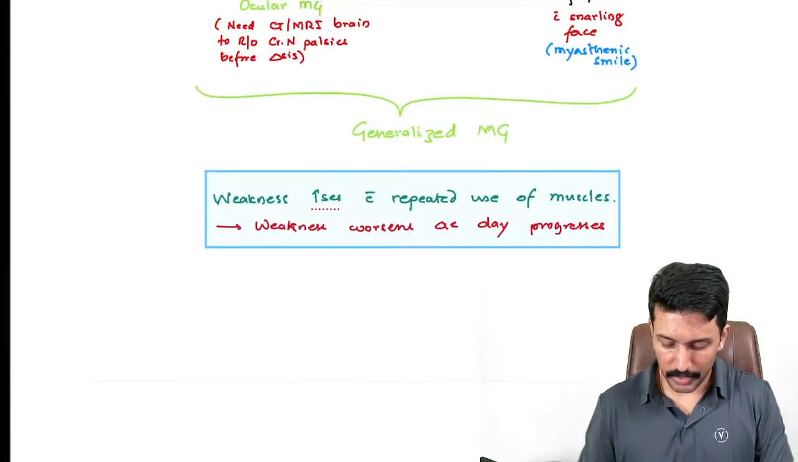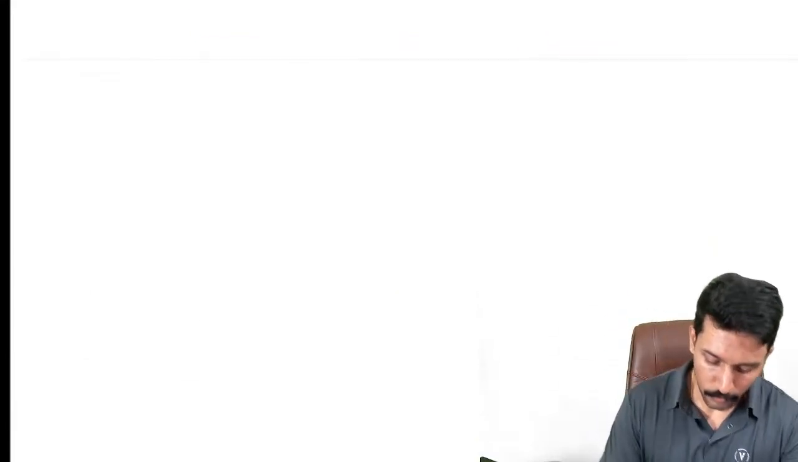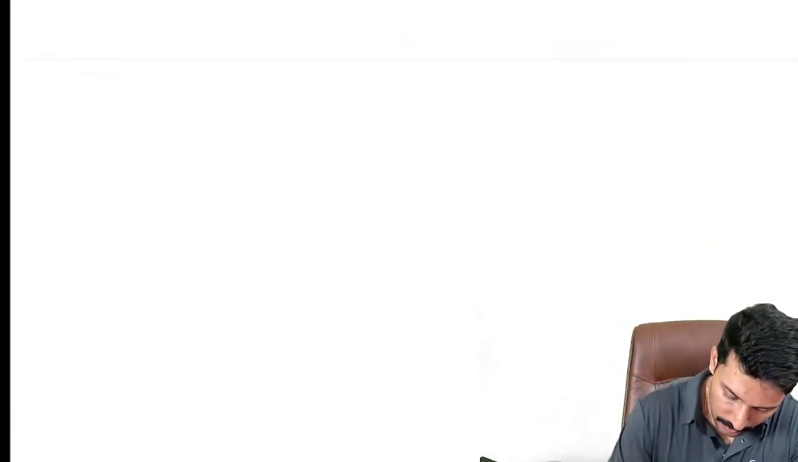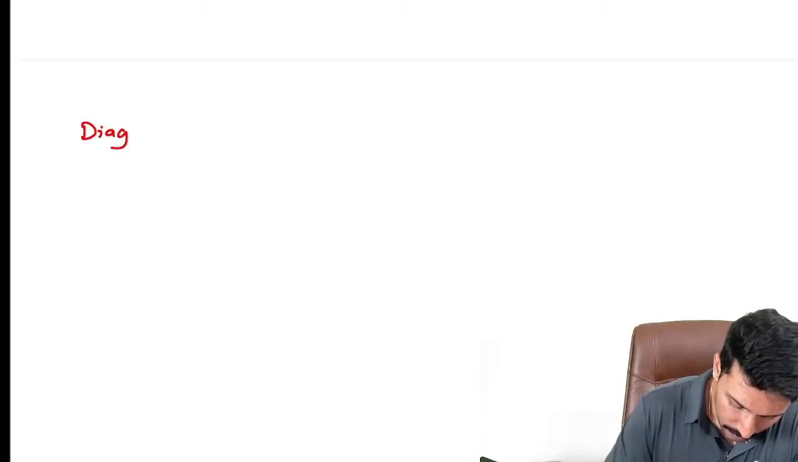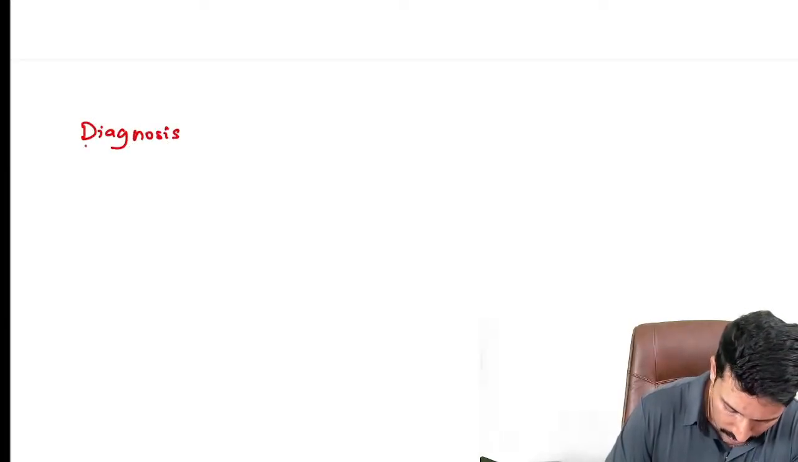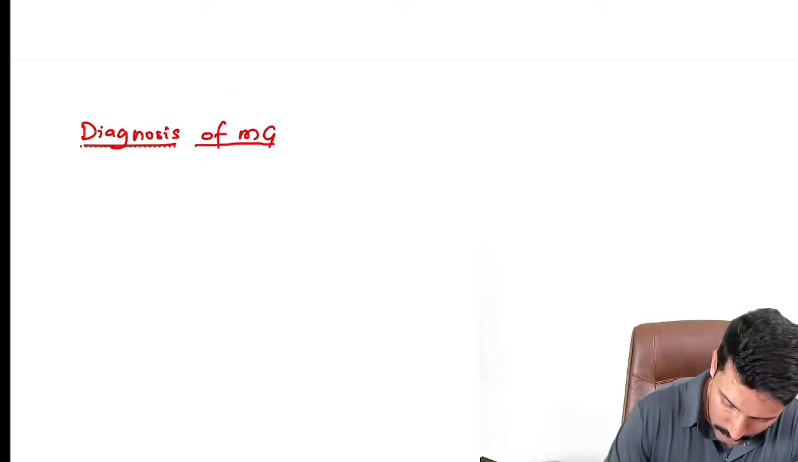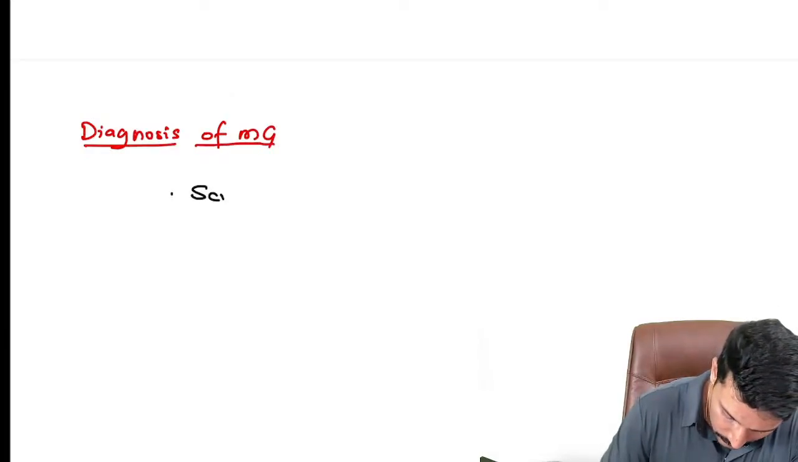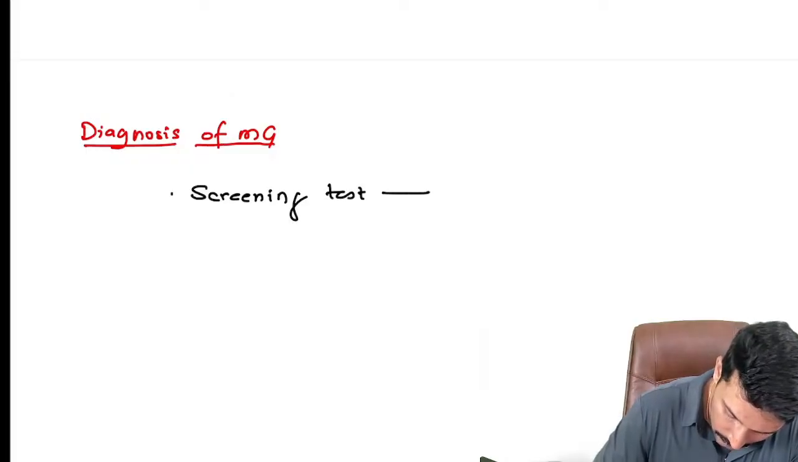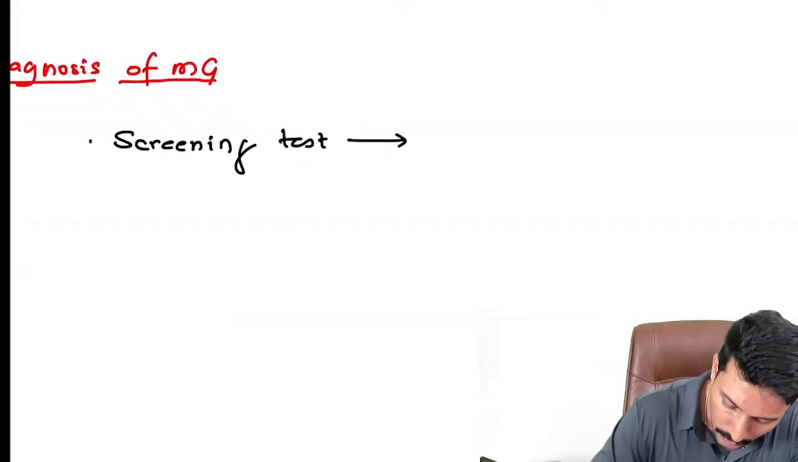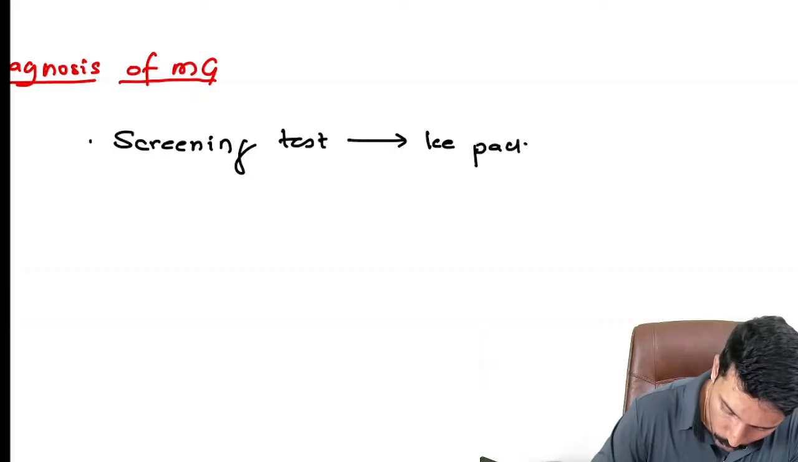Now, when it comes to a patient presenting with these symptoms, for the diagnosis, remember there are multiple tests available and multiple MCQs can be asked for the diagnosis of myasthenia gravis. So first they will ask, what is the screening test? The screening test is going to be ice pack test. And what do you get in ice pack test?